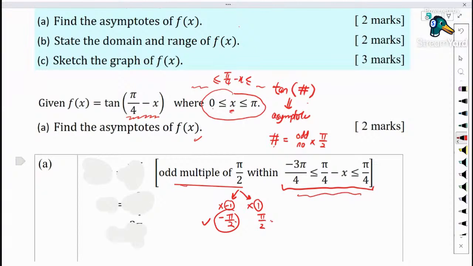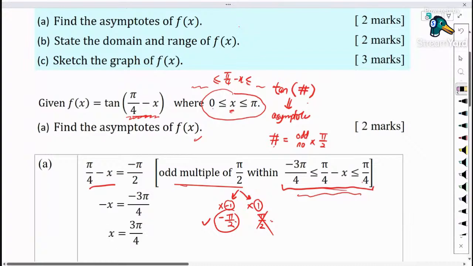Pi over 2 is not inside the interval, because the highest I can go is pi over 4. So this one is out. Therefore, my calculation takes the angle equal to negative pi over 2. Rearranging the equation, I have my answer, x equals 3 pi over 4, which is the location of our asymptote.